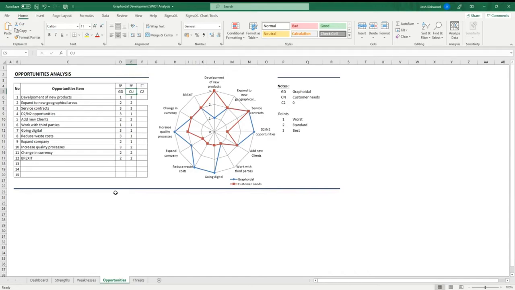We can't really increase more digitalization with our equipment. Reduce waste costs. Every company can reduce more waste no matter what they say. Expand the company. So we have expanded the company since this SWOT was done, but we're always looking to expand more. Increase quality process. I mean, that's our main goal for ISO 9001, to reduce poor quality and increase better quality, and that's the same for the customer. They want to make sure that their equipment is top notch.